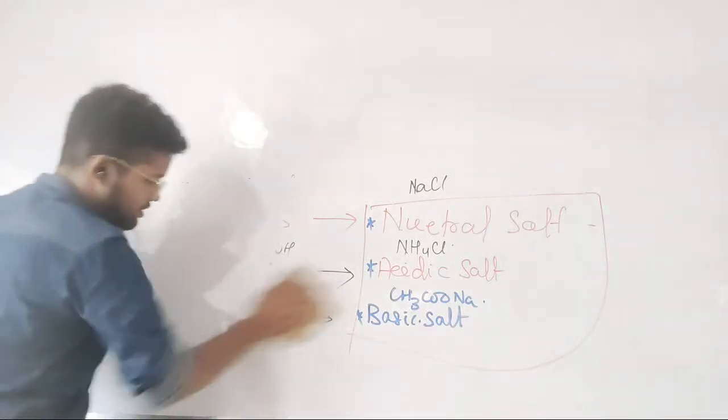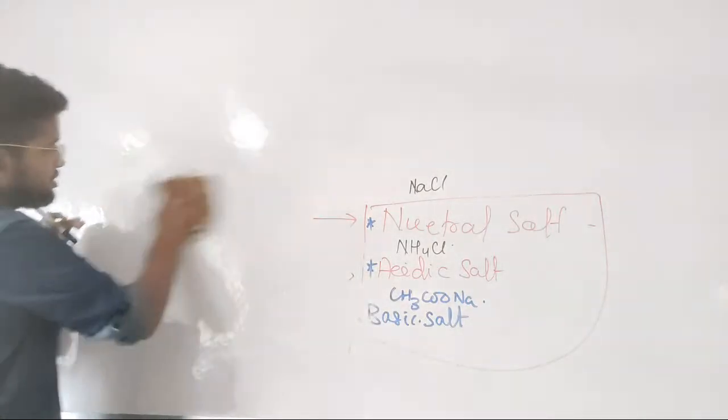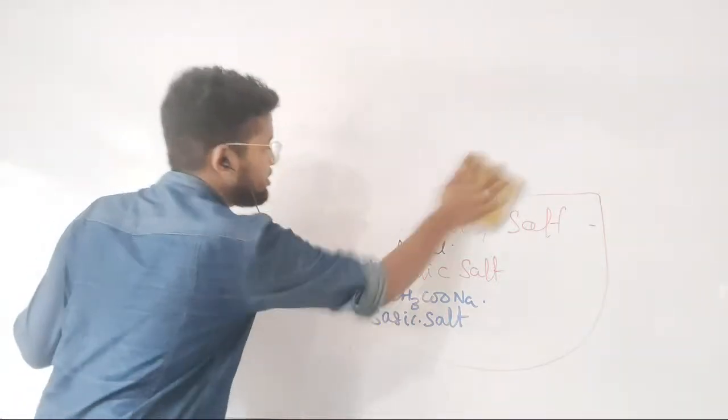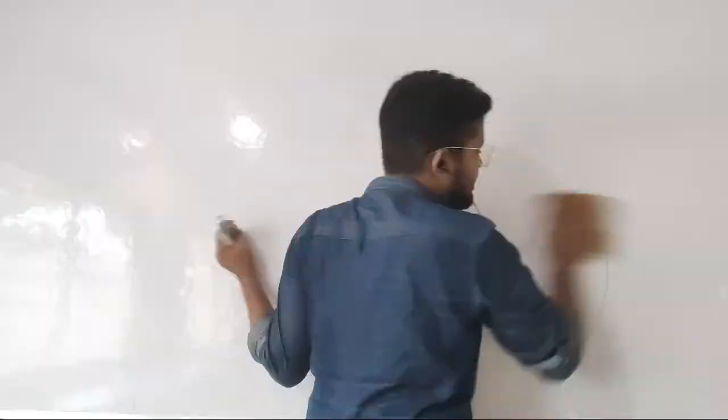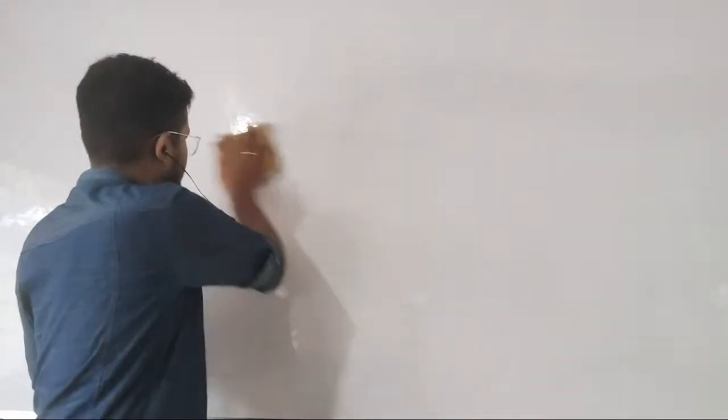So let's go to our main part. We'll categorize salts into different parts. Then we'll discuss salt hydrolysis. That is our main part, right? Then we'll go to pH curves. So JEE Advanced students, please be alert. We'll go to pH curves then.